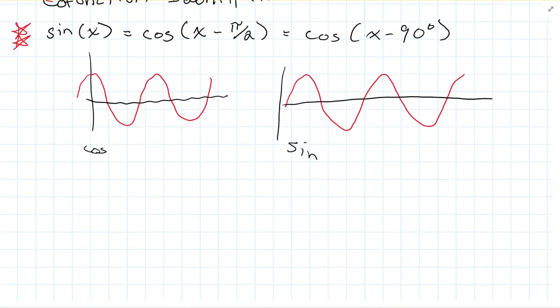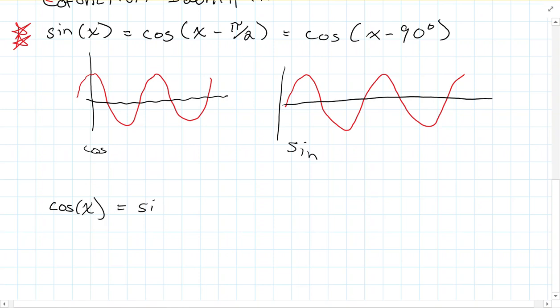Now there is another one. I'll go ahead and write it down for completeness' sake, but we're not really going to use this one. You can also say that cosine of x is equal to the sine of x. Well, actually I have to be careful. It wouldn't be this one. Let me be careful here.